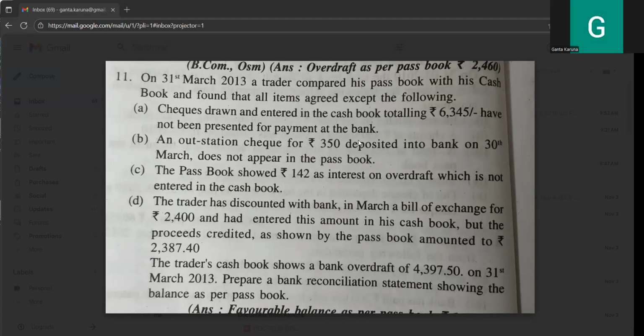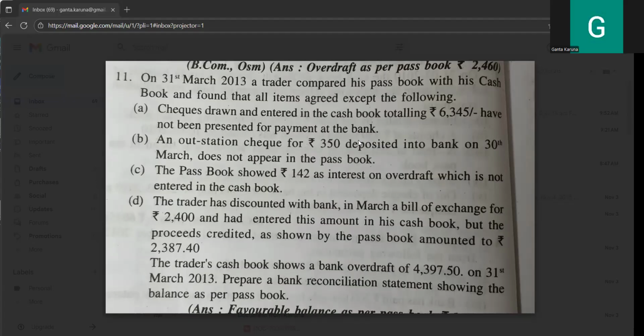On the second one, an outstation check deposited into bank but does not appear in the passbook. An outstation check deposited in bank means basically it's a nature of income and the default total amount of 350 will be seen in the cash book, but the same is not seen in the passbook itself. Okay, fine. Then the next one, the passbook showed 142 as interest on overdraft, which is not entered in the cash book, he said. So that means it is of the nature of expenses, which is there in the passbook, but this is not appearing in the cash book. So the first two were seen in the cash book. This is the third one, which we see in the passbook, but not in the cash book.